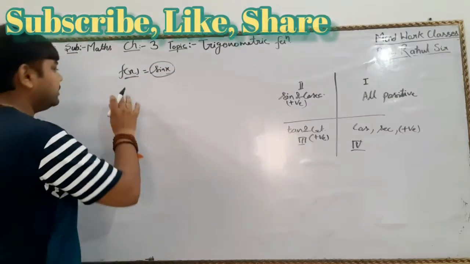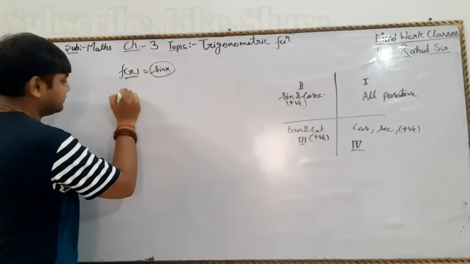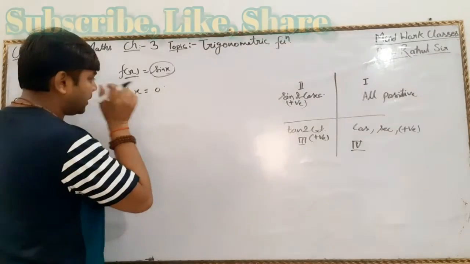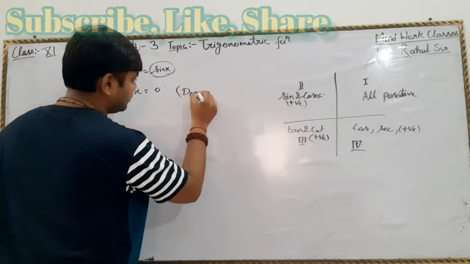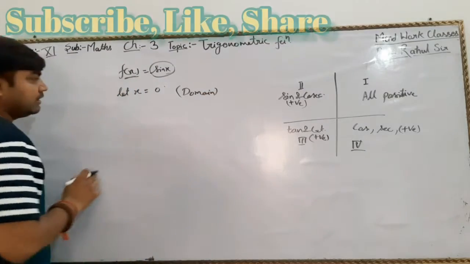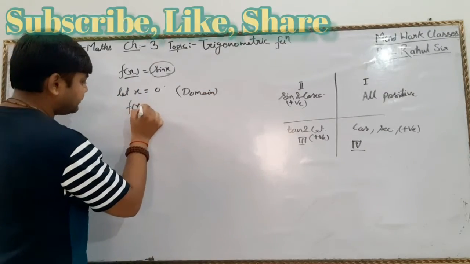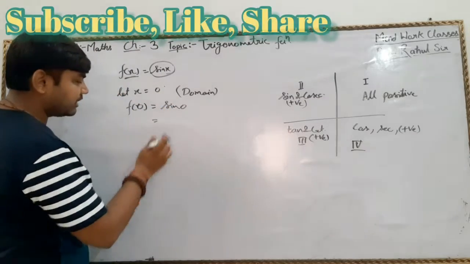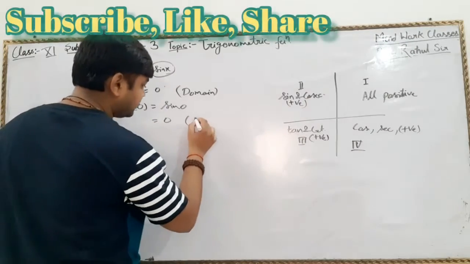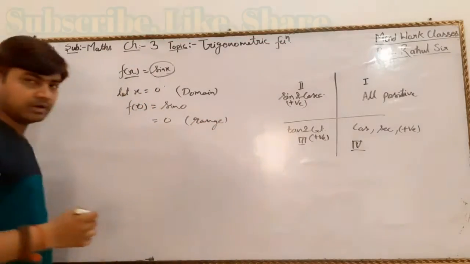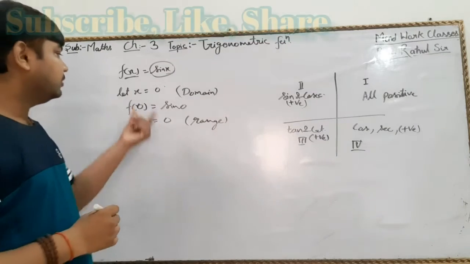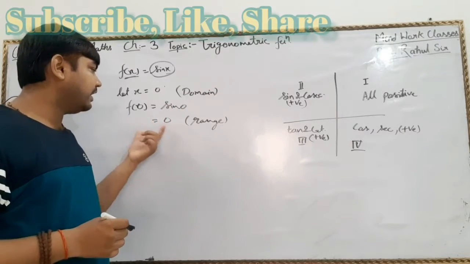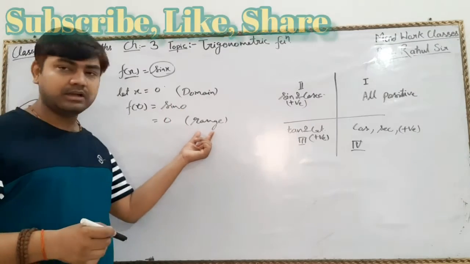That means when you put the value of x, let x equal to 0 degree, then f(0) will be sin 0, and the value of sin 0 is 0. So this becomes your range. The value you put in becomes your domain, and the value you find at the end of solving the function gives you the range.